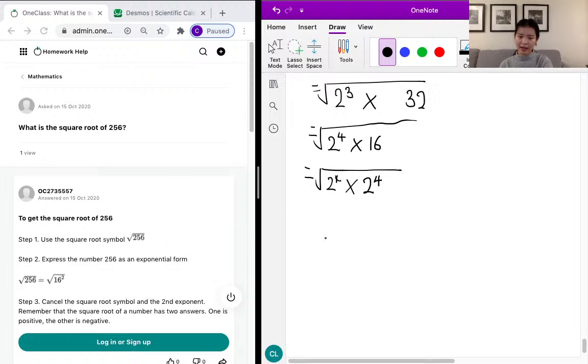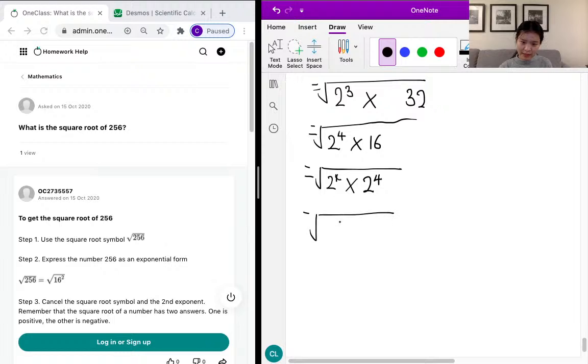So right now, we have 16 times 16, 2 times 4 times 2 times 4. So we have 8 2's multiplied together in total. So we have 2 to the power of 8.